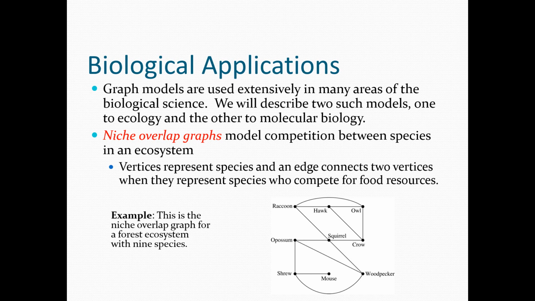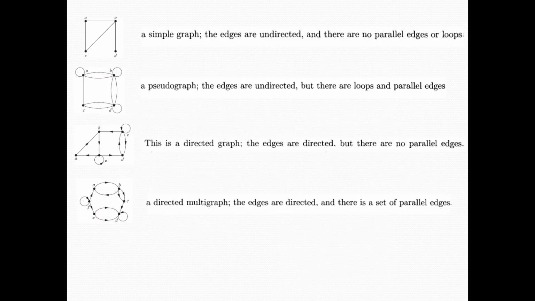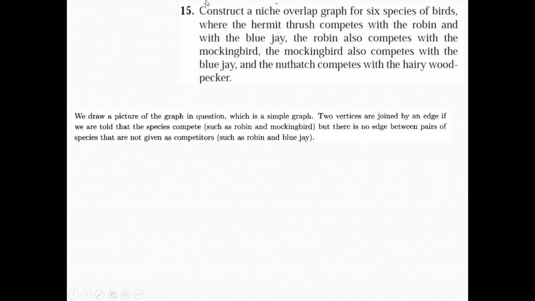Now I think you can understand what was required in the question. See, we draw a picture of the graph in the question, which is a simple graph. Two vertices are joined by an edge if we are told that the species compete, such as robin and mockingbird, but there is no edge between the pairs of species that are not given as competitors, like robin and blue jay. So let's see how the graph looks.